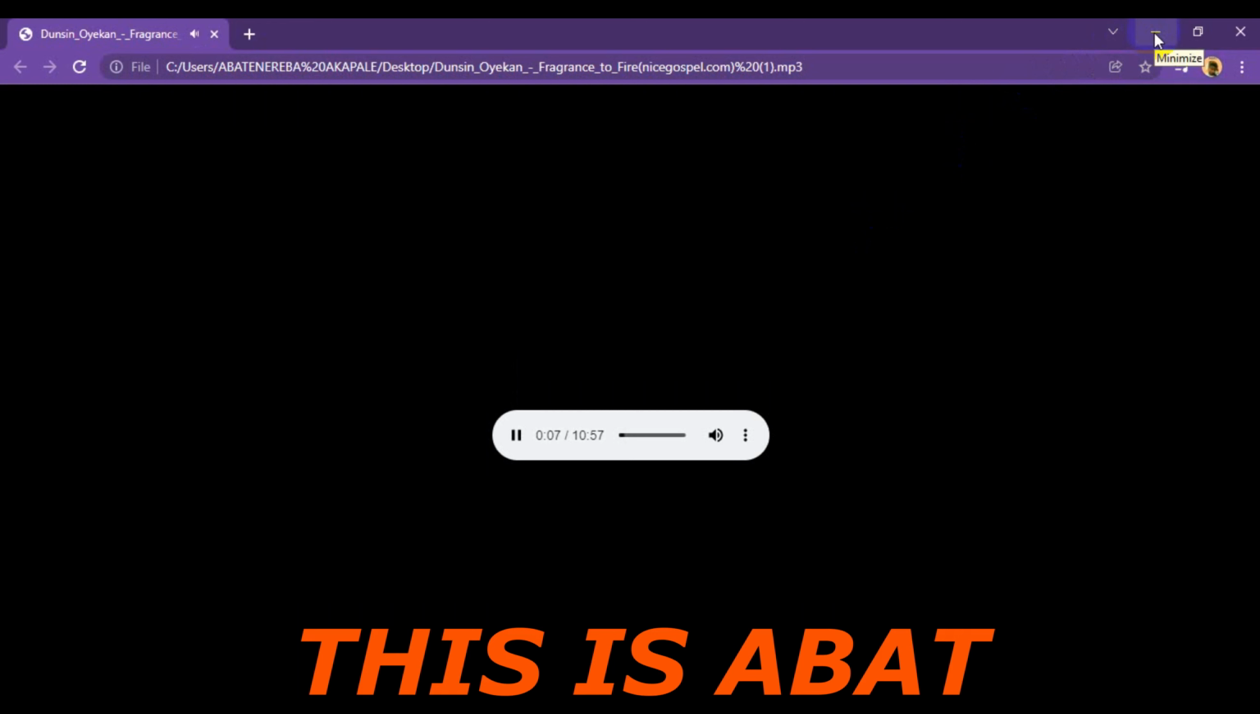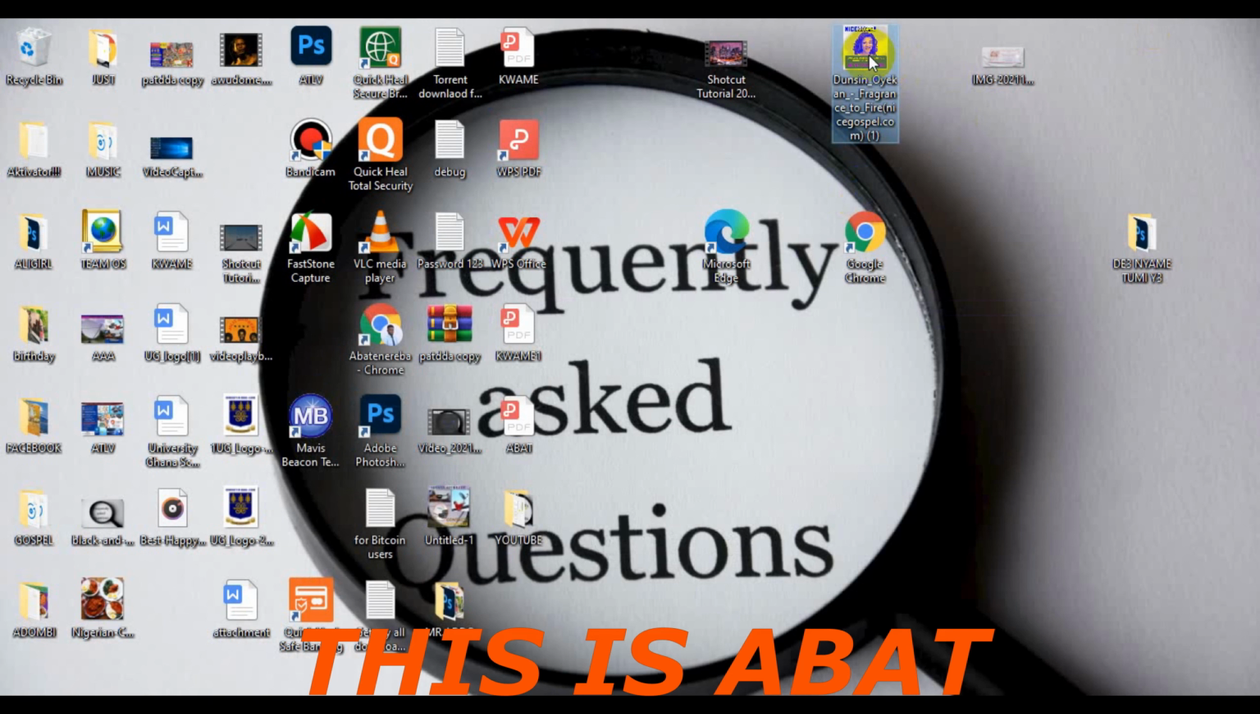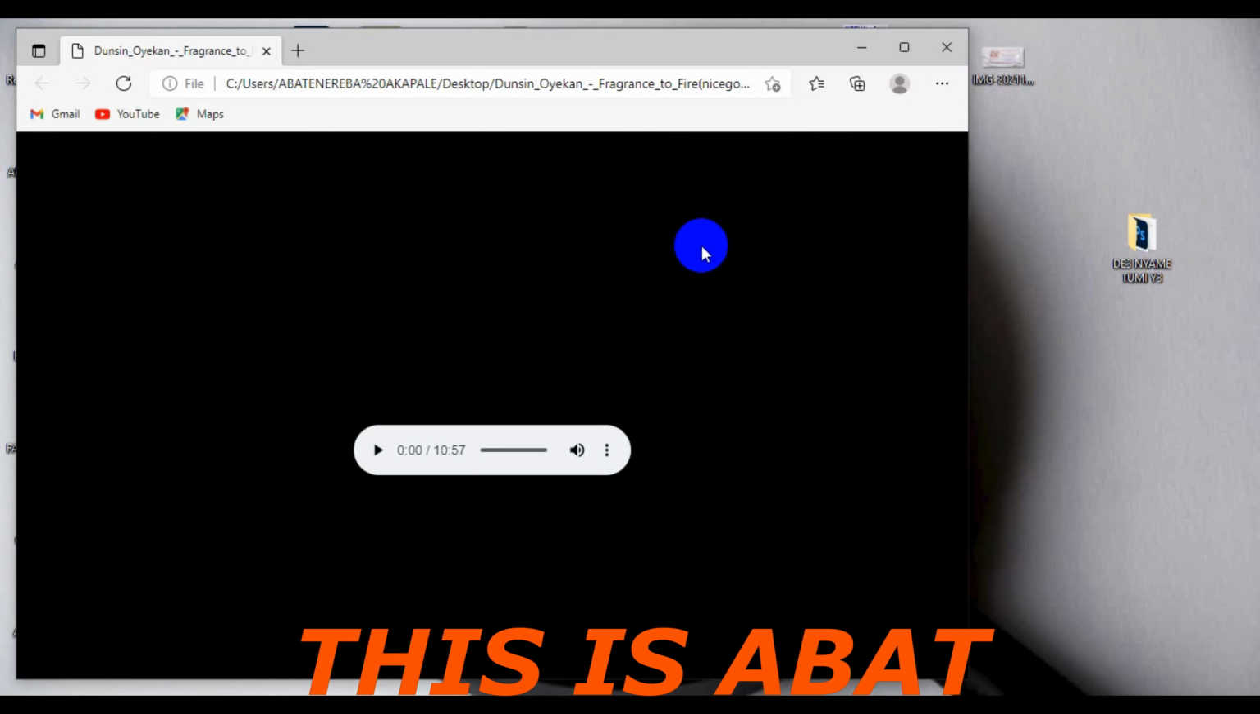You understand? The music is playing on the browser. So you can also drag it on the Microsoft Edge. I don't know about other browsers, but for these two browsers, they work. I think the Edge is somehow slow, but it will also work. So the Edge too is playing.